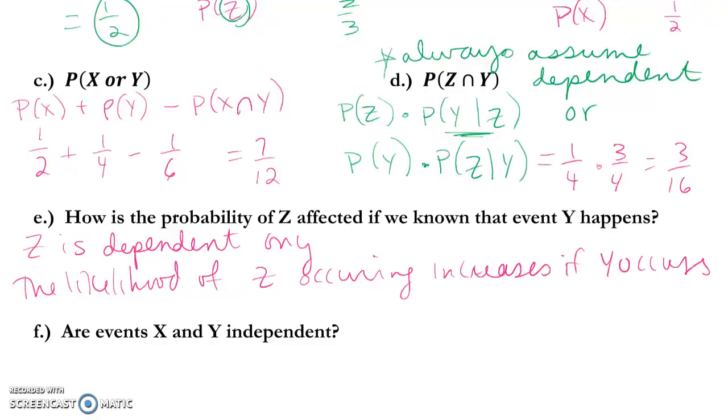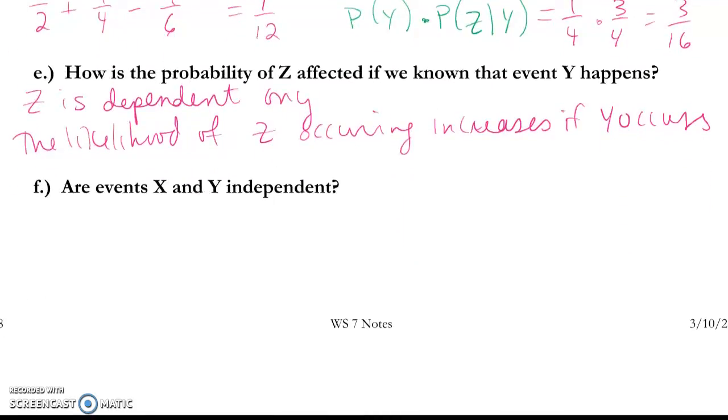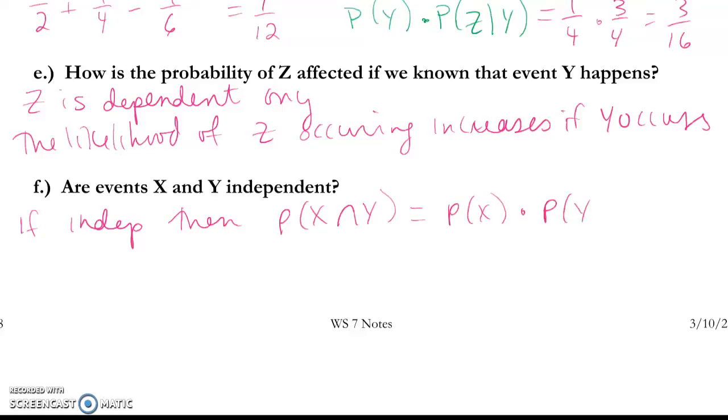Our last question here is whether or not X and Y are independent. To answer this, we want to think about what it means for events to be independent. If they were independent, then the probability of X and Y would equal the probability of X times the probability of Y. So let's check based on what we know. Above in our information, the probability of X and Y is 1/6, the probability of X is 1/2, and the probability of Y is 1/4. Those are clearly not equal. So since they are not equal, X and Y are dependent events.